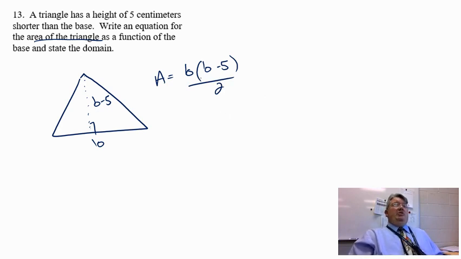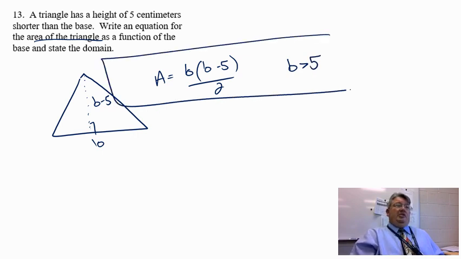State the domain. Well, it's going to be bigger than 0, but if I put a 0 in here, 0 minus 5 is negative 5. I can't have a height that's that. So this b minus 5, what's the smallest number I could put in there? 5. So the base has got to be bigger than 5, because anything smaller than 5 will make a negative height. Okay.